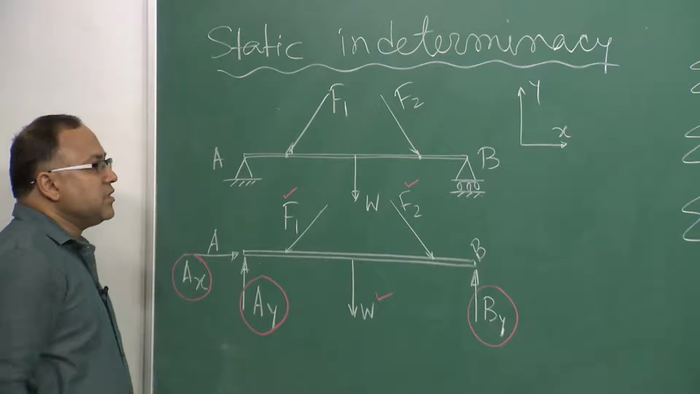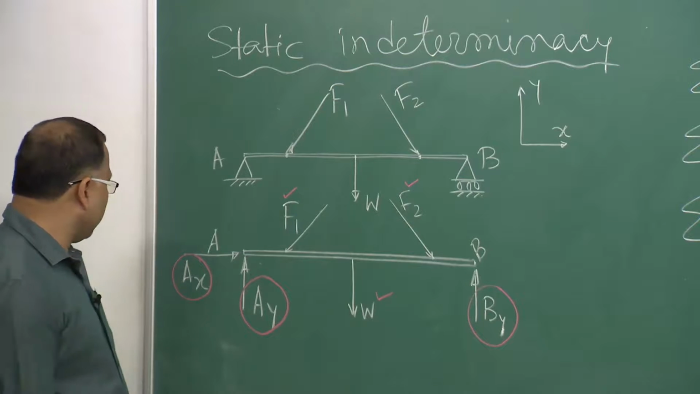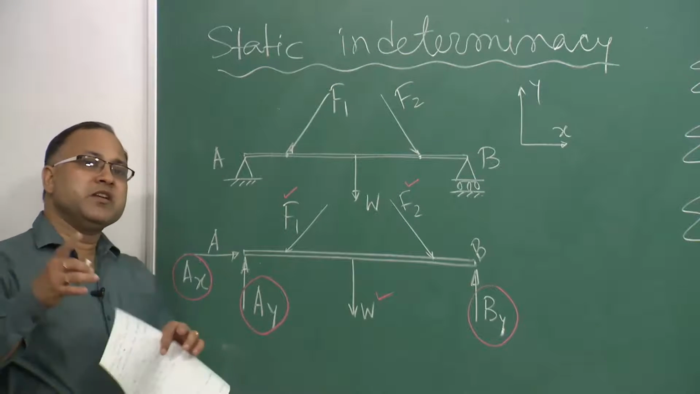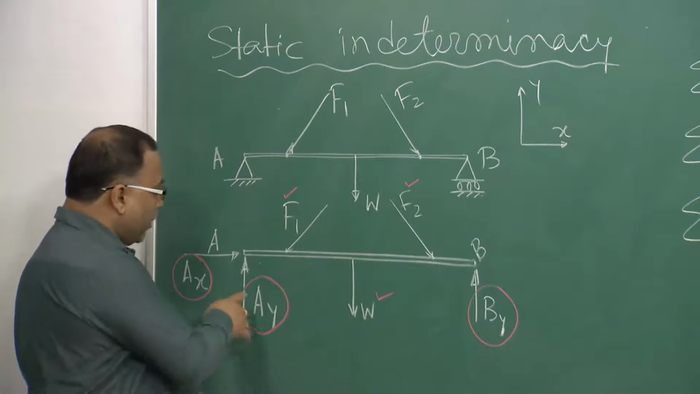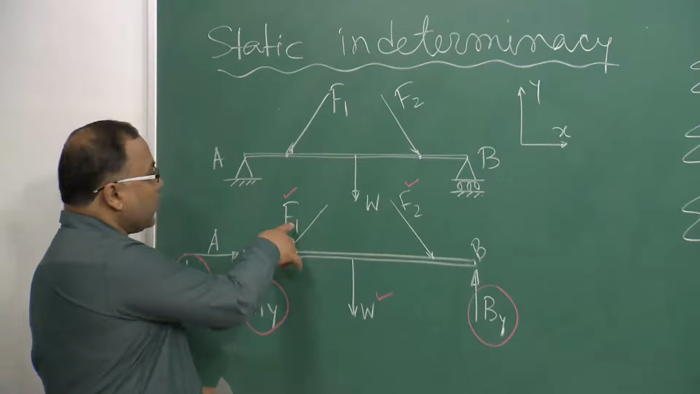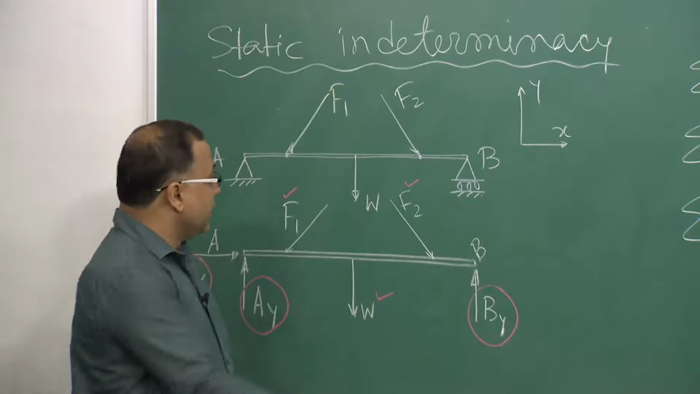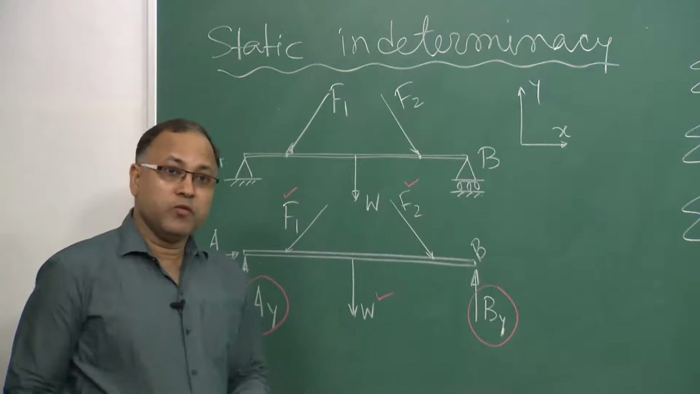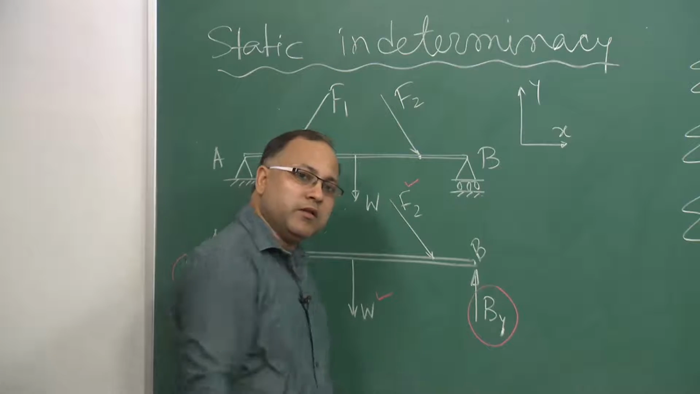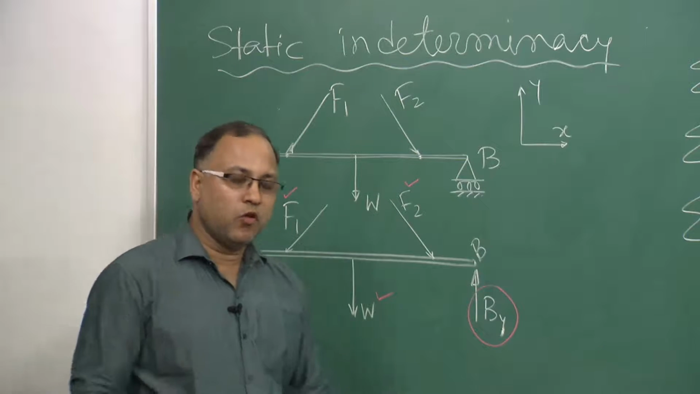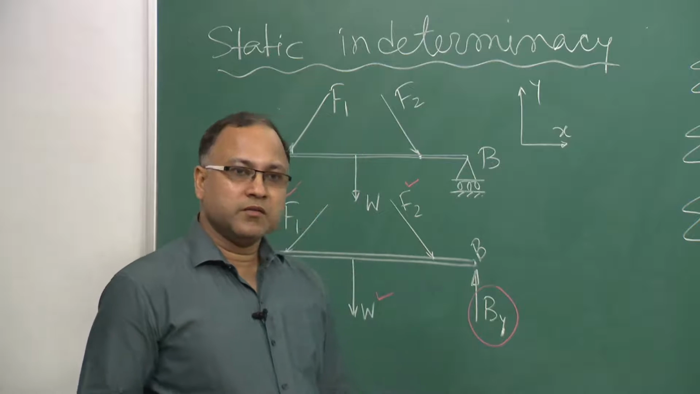Similarly, if you consider summation of Fy equal to 0, then Ax will not have any component in the y direction. So Ay will come into the picture, the y component of F1 will come into the picture, W will come into the picture, the y component of F2 will come into the picture, and finally By. That will form an equation.